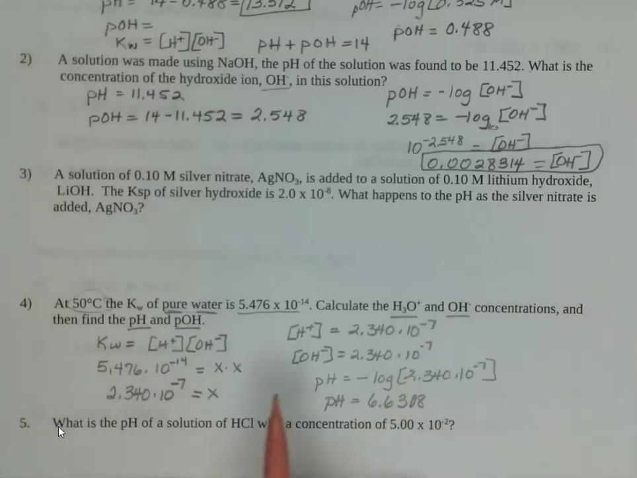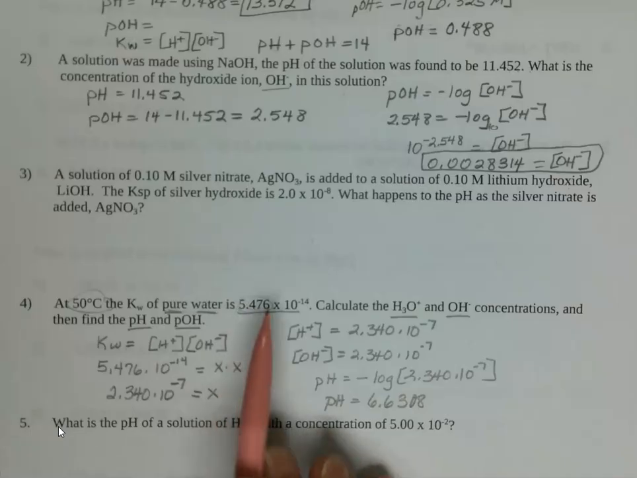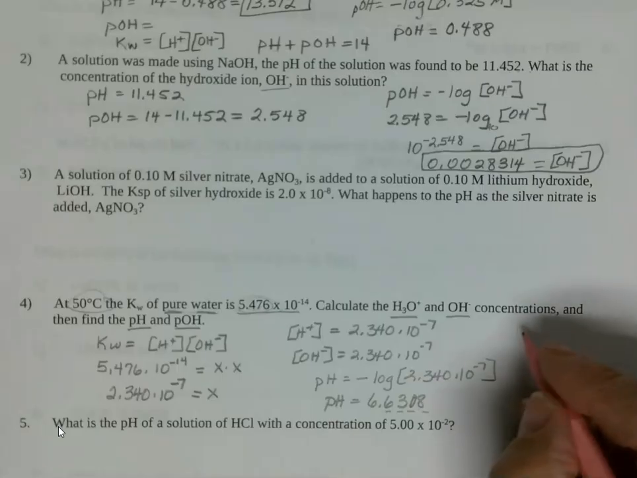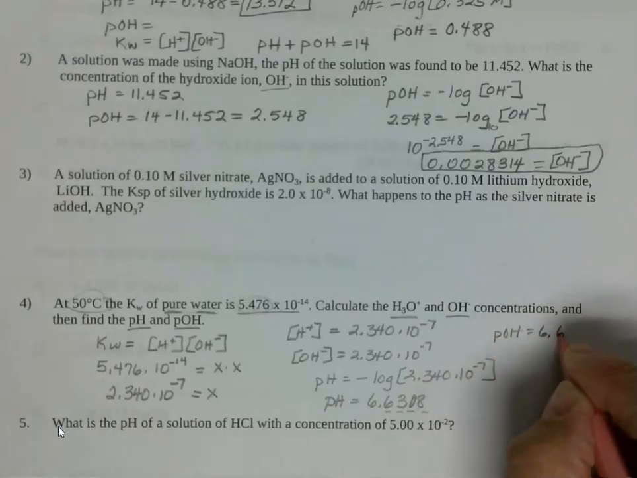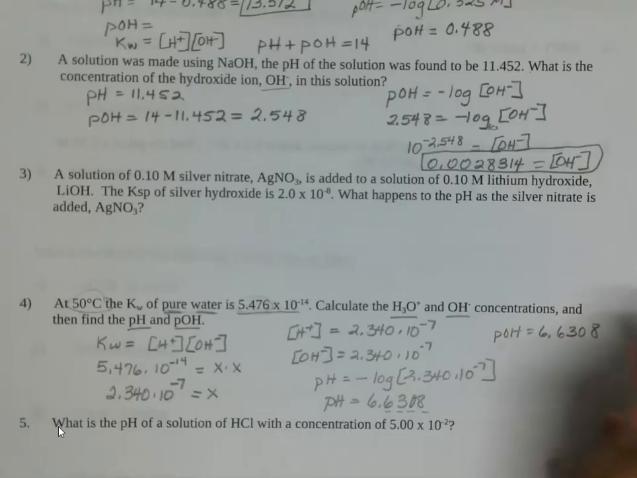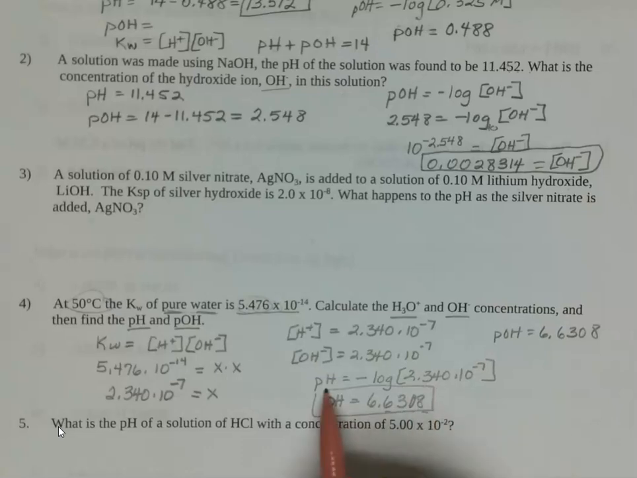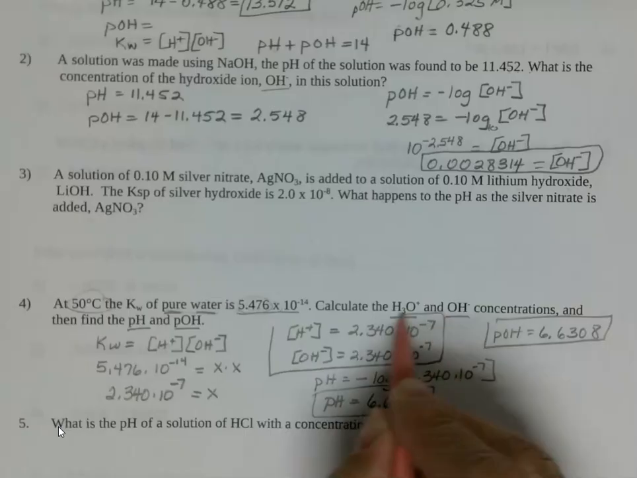Just notice that. So you have, again, 4 significant digits here, 1, 2, 3, 4 in that, so that would be 1, 2, 3, 4 out here. Okay, and then if you, again, pure water, your pH and your pOH are going to be the same value, so 6.6308. Okay, and those would be all of our answers that we needed.